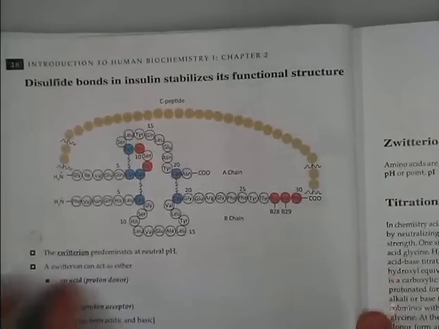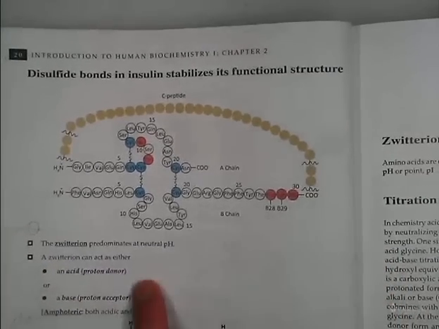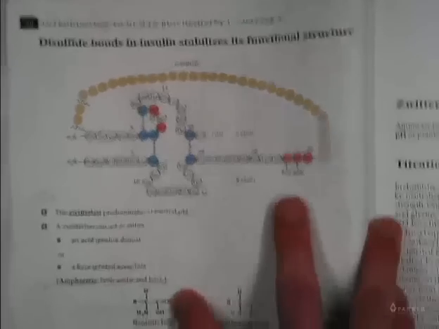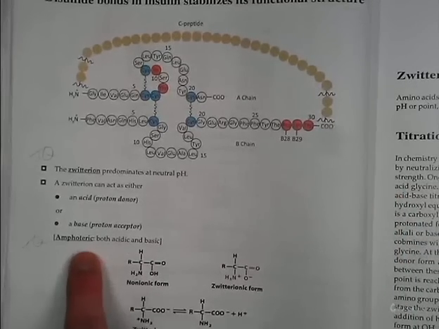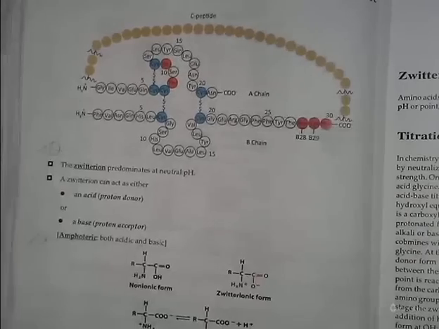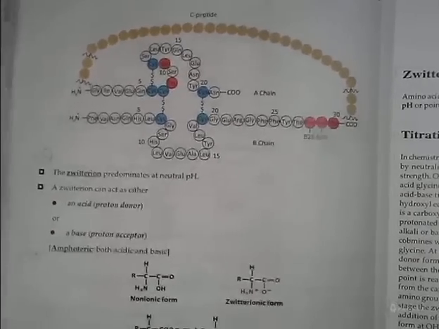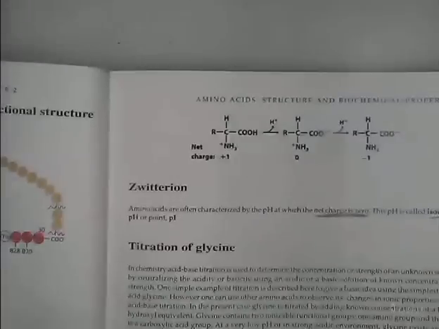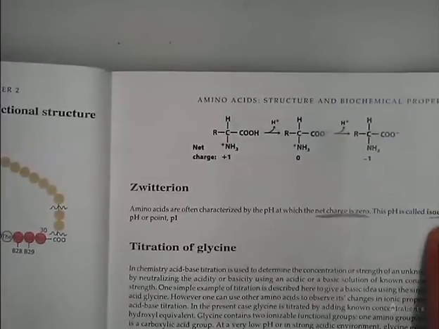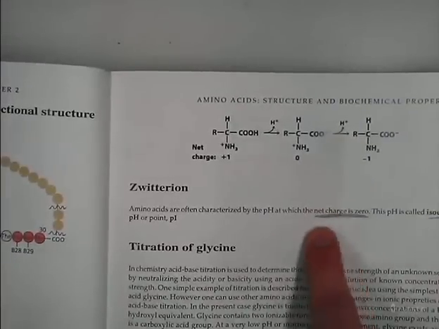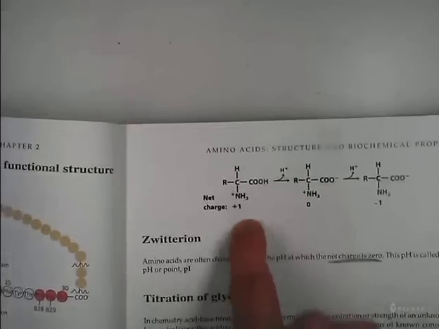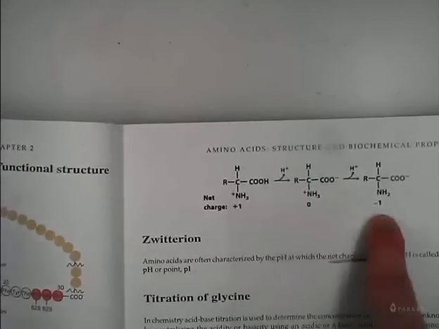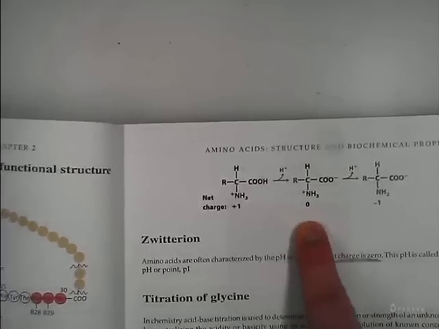A zwitterion predominates at neutral pH. A zwitterion can act as either an acid or a base. And I guess amphoteric is roughly the same thing, both acidic and basic. Haven't figured out what the difference is with that yet. Need to know those definitions. Need to know isoelectric point is when the net charge is 0. So up here, positive, no charge, negative. So this would be our isoelectric point, where there's a neutral charge.